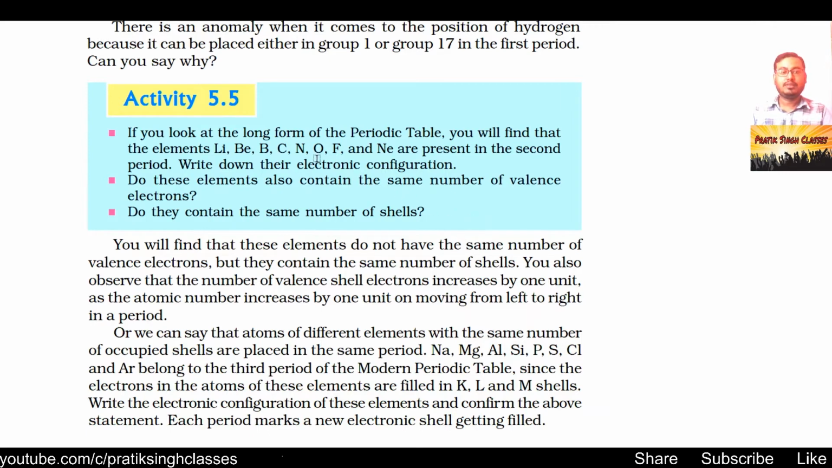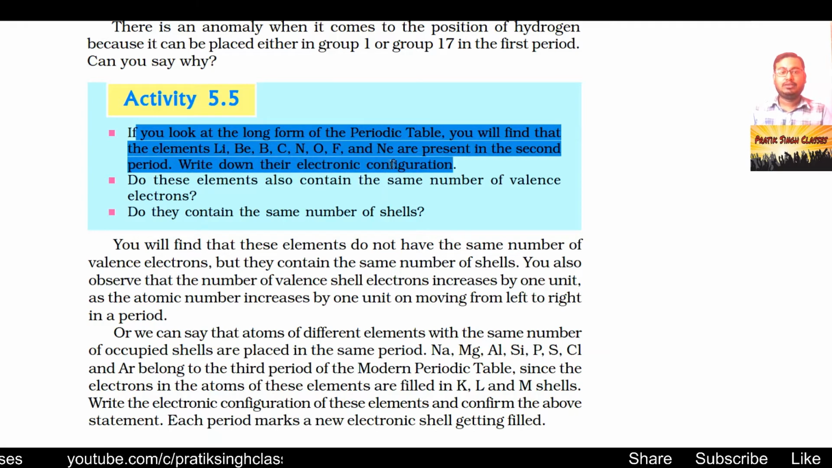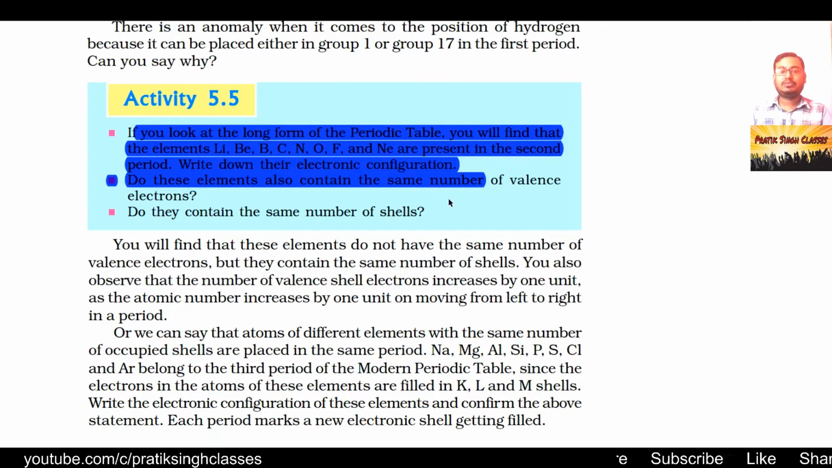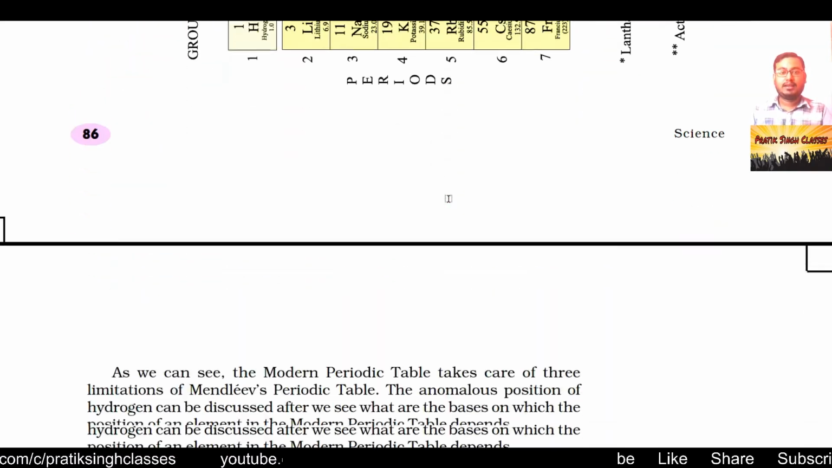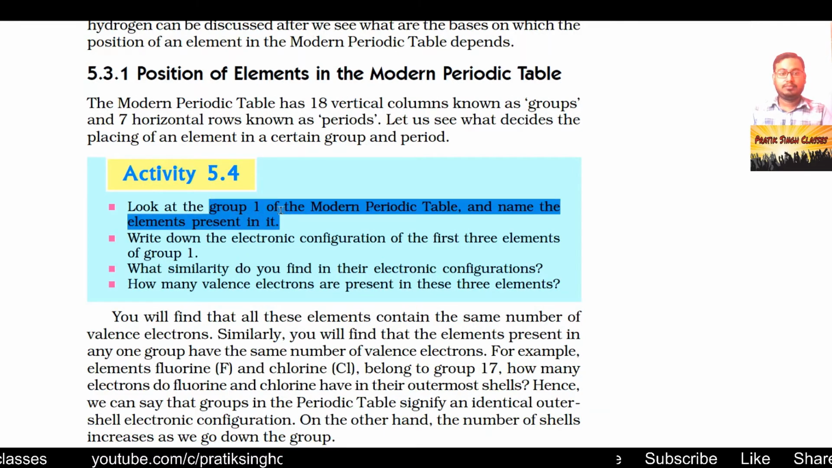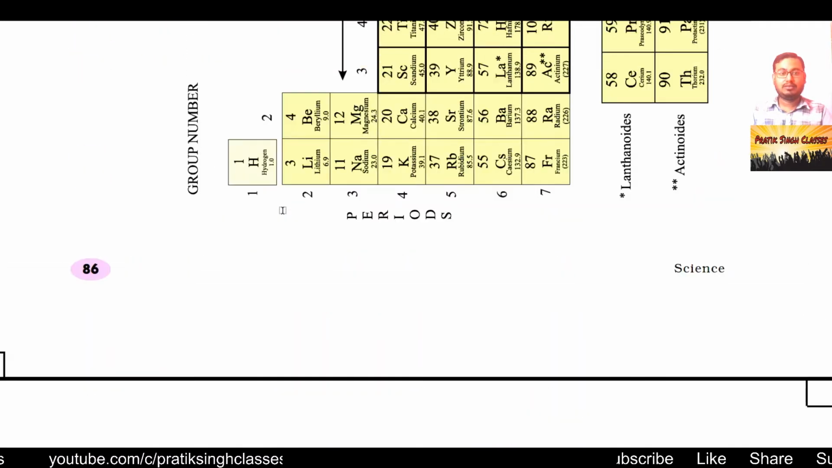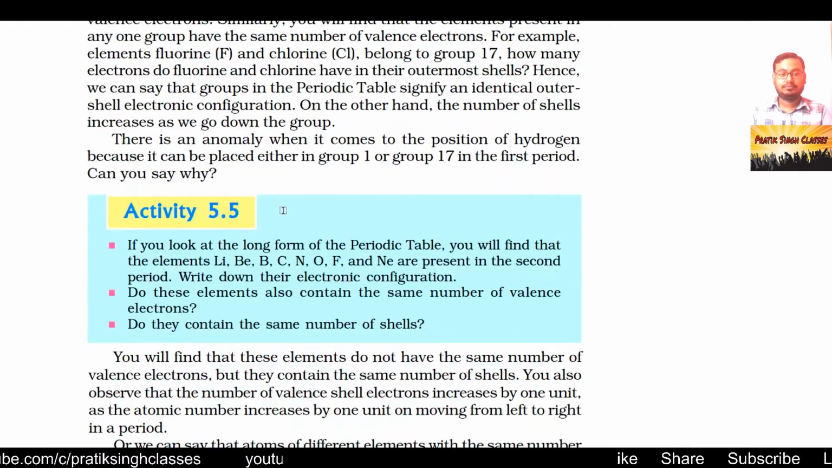Now activity 5.5. If you look at the long form of the periodic table, you will find that the elements like lithium, beryllium, boron, carbon, nitrogen, oxygen, fluorine and neon are present in the second period. Write down their electronic configuration and find out what is the similarity in them. Here it is given: group 1 of the modern periodic table. In group 1, what are the things we have? You have to write it down.